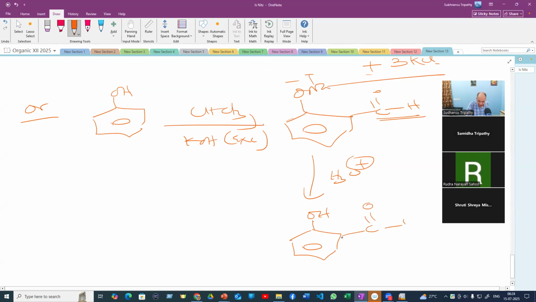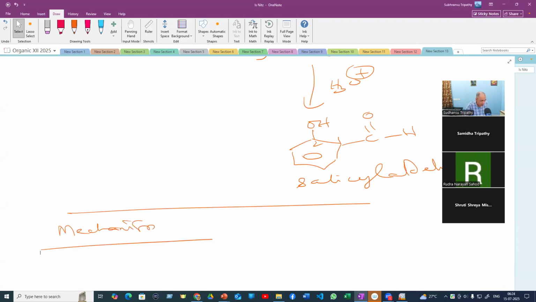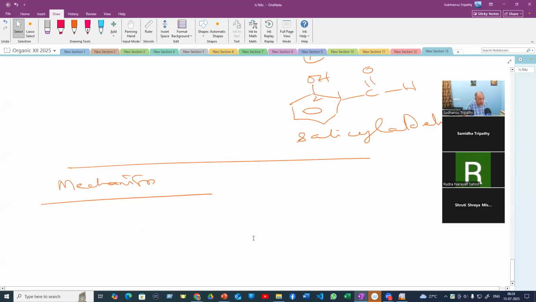This is salicylaldehyde, the name. And this is 2-hydroxybenzaldehyde. The preferred IUPAC name is 2-hydroxybenzaldehyde, or salicylaldehyde. Okay. Now coming to the mechanism, where we can show really 3 moles. If more, then also I will tell you what happens.